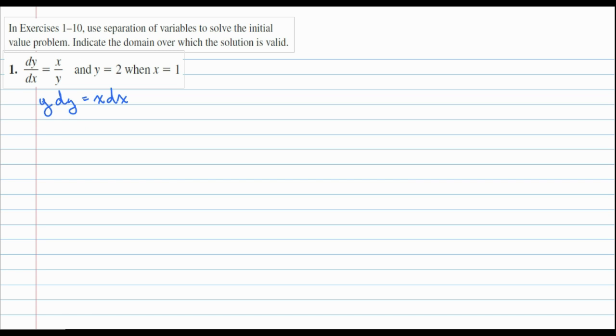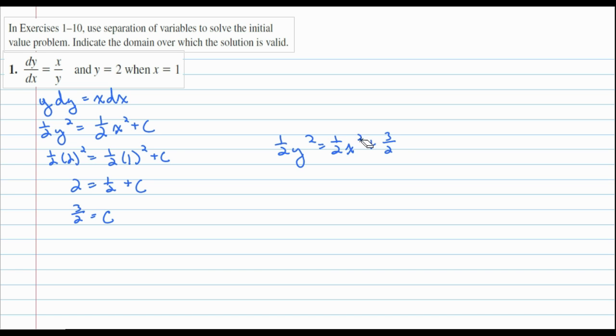So let's take the antiderivative of both sides, and I get 1/2 y squared equals 1/2 x squared. So similar antiderivatives. And then of course your plus c. Now we have a c value we can solve for because y equals 2 when x equals 1. So I'm going to plug in the initial value there and solve for c, which I get 3/2. So I can plug that in to my expression. 1/2 y squared equals 1/2 x squared plus 3/2, but I didn't solve for y. So I need to multiply both sides by 2, which means everything gets multiplied by 2.